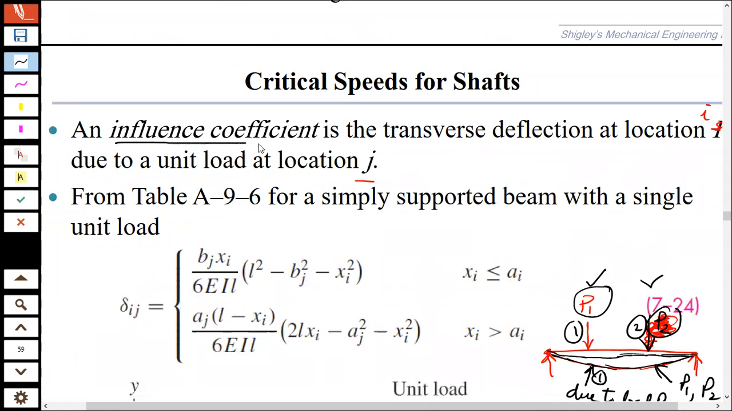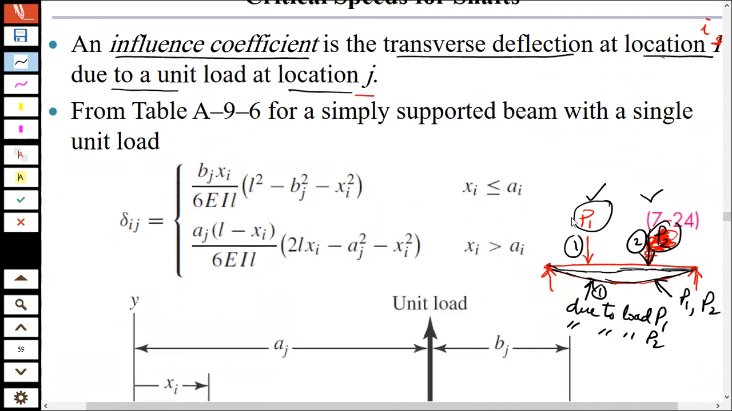Okay, what is the influence coefficient? It is the transverse deflection at location I due to unit load at location J. So, for example, if this is my I and this is my J locations, and we have I load and J load, then the deflection due to load J at I will be the influence coefficient if we consider J as the unit load. Okay?